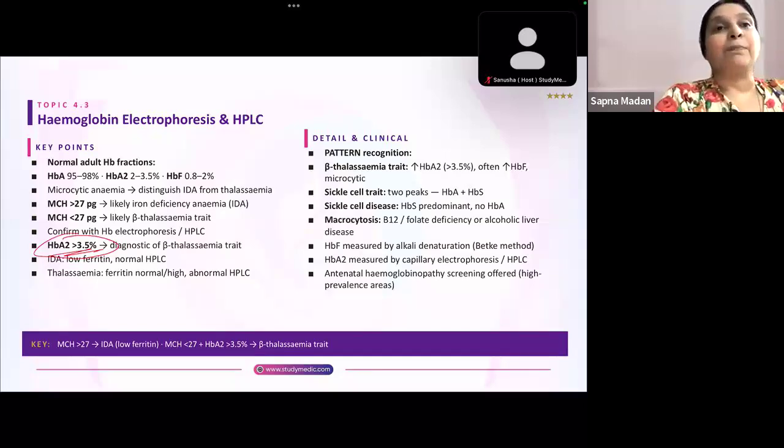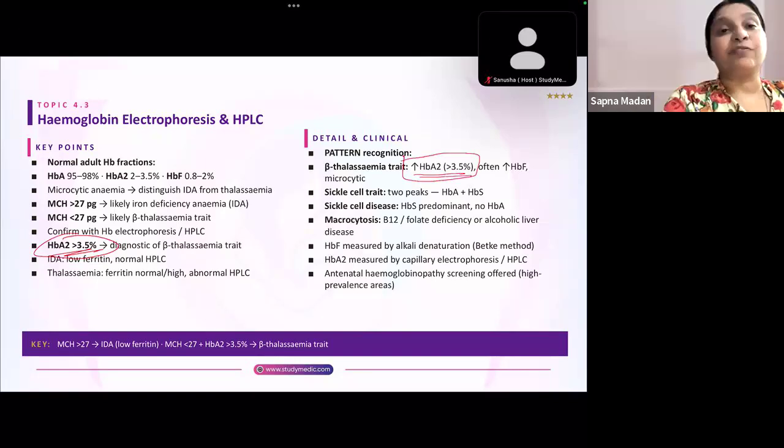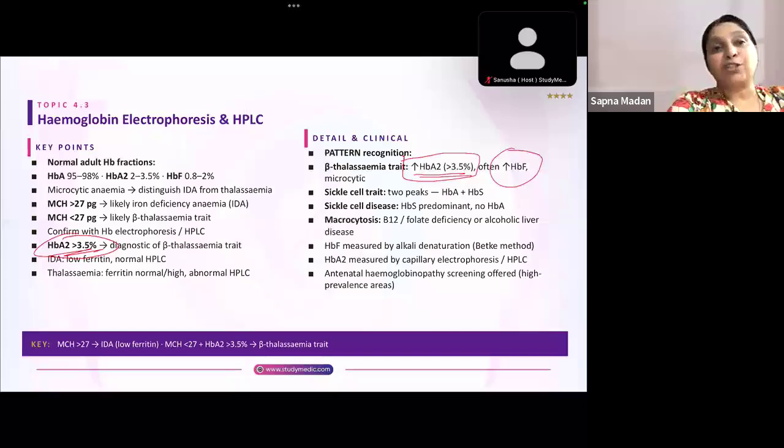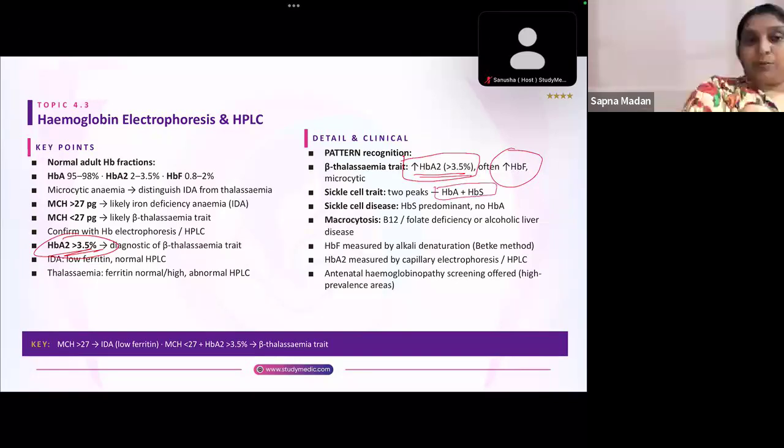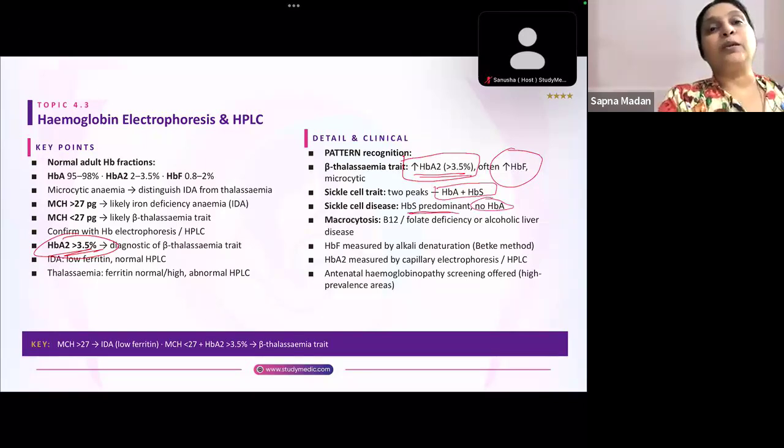Now, how do we recognize the pattern? In the thalassemia trait, we told you, the HbA2 will be raised beyond 3.5%, and there might be some increase in the fetal hemoglobin fraction as well, okay? And there will be microcytic anemia on the peripheral blood picture. Sickle cell trait, there will be two peaks. There will be an HbA peak and an HbS peak. I will come to this and we will discuss it. Sickle cell disease is where HbS will be predominant and there will be no adult hemoglobin. Okay, macrocytosis, of course, the MCV will be increased. The most common cause is B12 or folate deficiency or alcoholic liver disease.